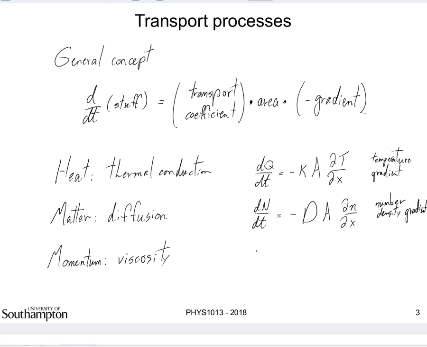And in the case of viscosity, there's a transfer of momentum, for instance, in the x direction as a function of time. And it's equal to minus, this time it's the Greek letter eta that we use, that's the viscosity, and area. And then there's a gradient, but the gradient has to be in an orthogonal direction.